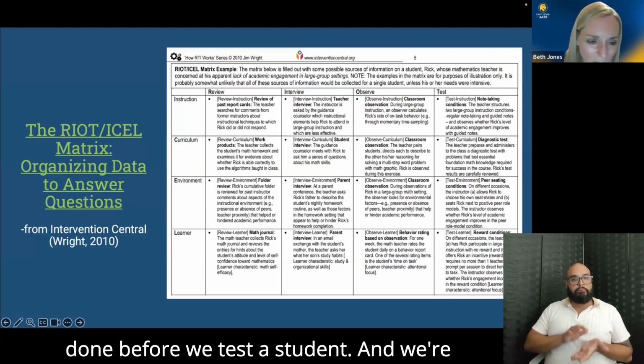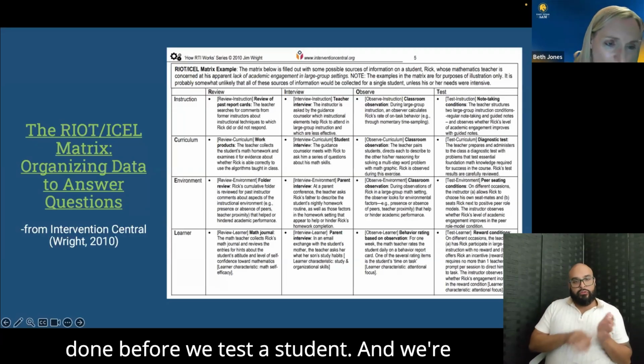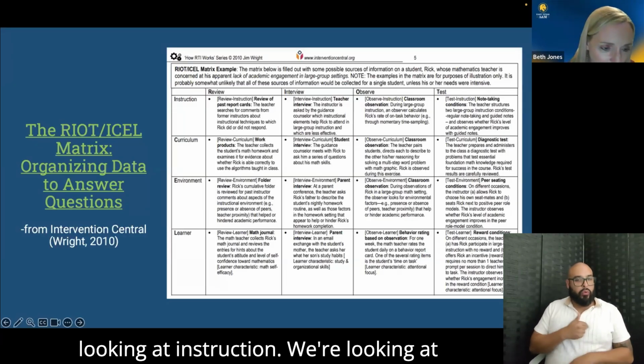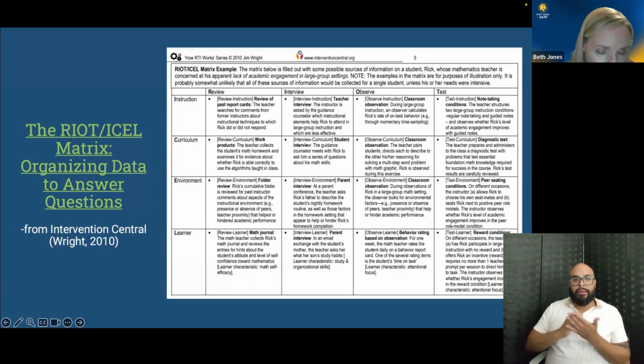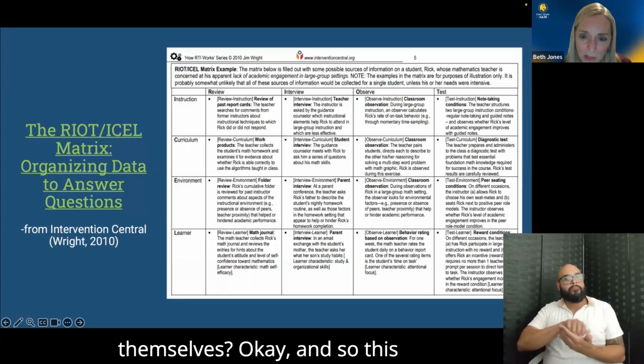And that's all done before we test a student. We're looking at instruction, the curriculum that they're being exposed to, the environment that they're in. And then what do we know about the learner themselves?